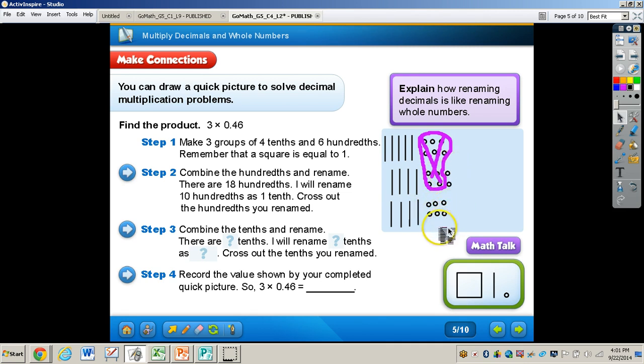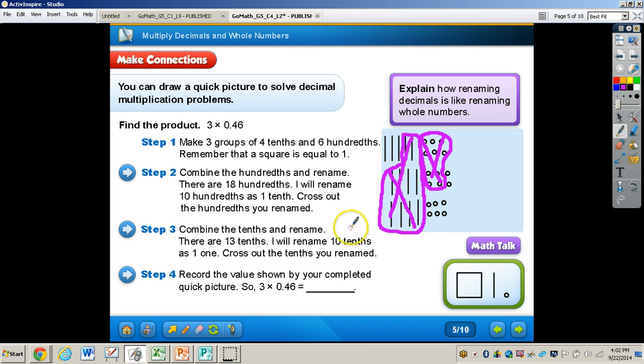Okay, now what we need to do is combine the tenths. So you can see 1, 2, 3, 4, 5, 9, a total of 13 tenths. And what we will need to do is rename 10 tenths as one whole. So we will cross out the 10 tenths that we renamed. So this, we can see there's 8 here, so a total of 10 here now. We can circle and cross out. You can see we have 3 left over.